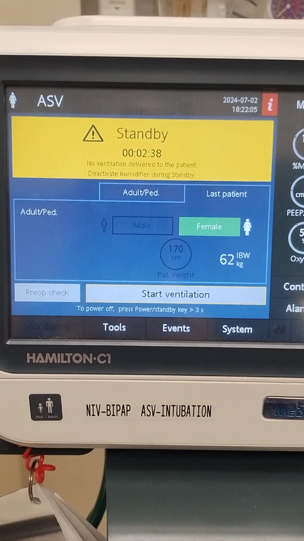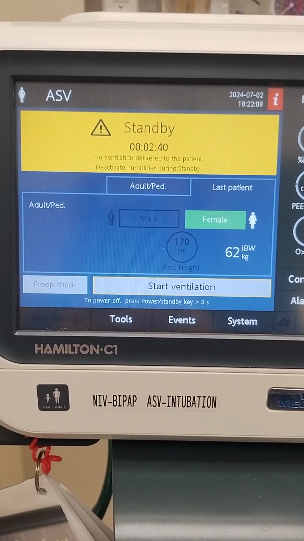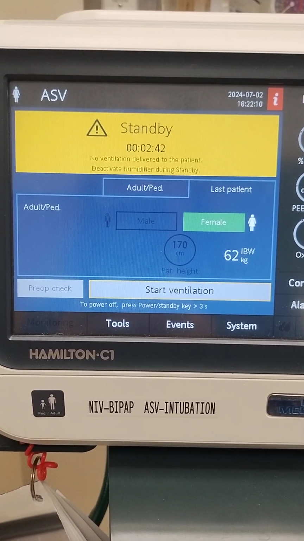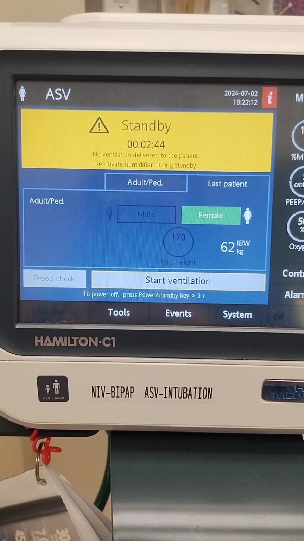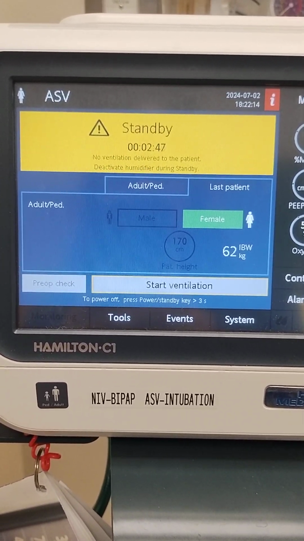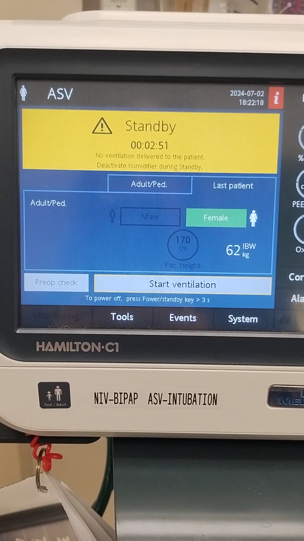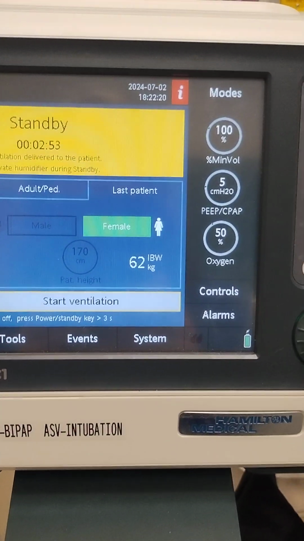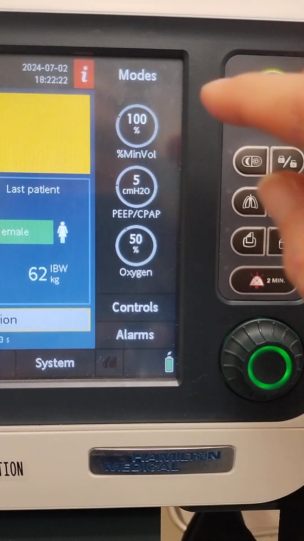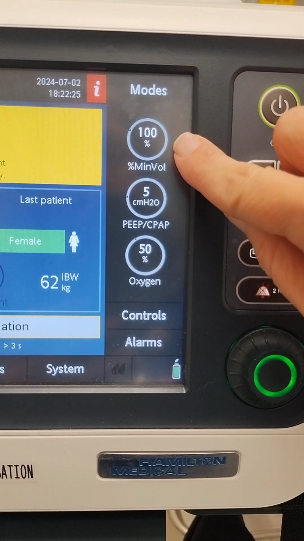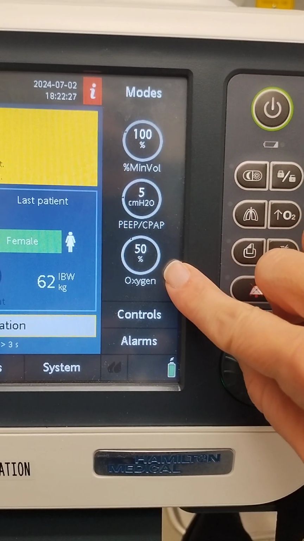I'm going to be talking about the Hamilton C-1 and we're going to start out with the ASV mode, which would be for your intubated patient. This particular mode is known as adaptive support ventilation, and your initial settings, there are three: your minute ventilation percent, your PEEP, and your oxygen.